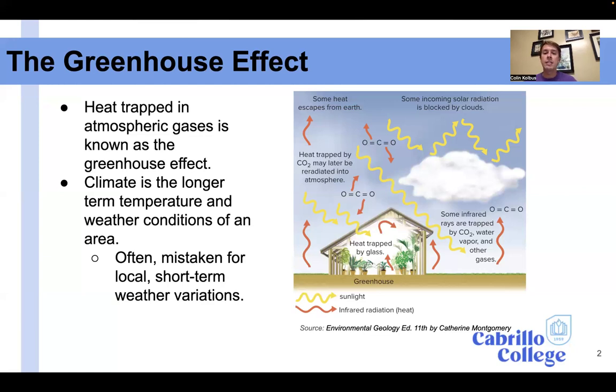When these gases are exposed to heat, they'll trap some of that heat in instead of allowing it to simply go away. It's stored in those gases in chemical bonds, and so that energy sticks around a little bit longer. This is akin to a greenhouse.